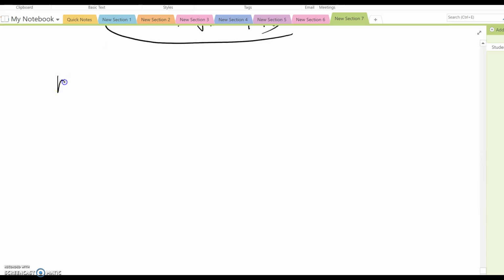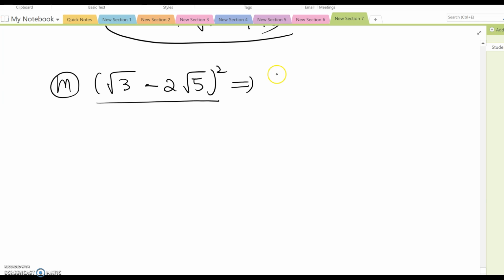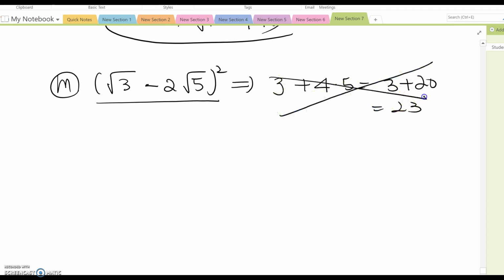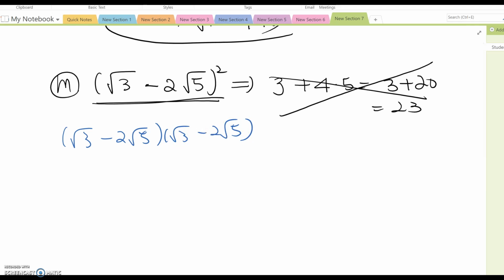What about the M? M is square root 3 minus 2 root 5, squared. Okay, this one, if you think this answer is 3 plus 4 times 5 and then 3 plus 20 equals 23, then this is totally wrong, because whenever you see something like that, you must multiply the same thing twice. That's what this means. And then you have to fold them.